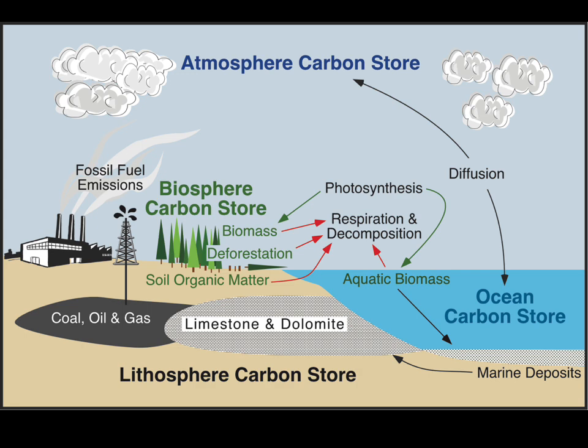We've modified the carbon cycle by converting some of the coal, oil, and gas into carbon dioxide gas by the burning of these fossil fuels. And then we've reduced the amount of carbon stored in the biosphere by converting natural vegetation into cropland and urban development.